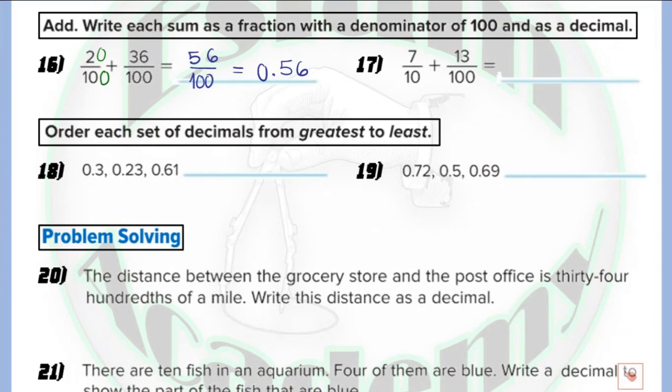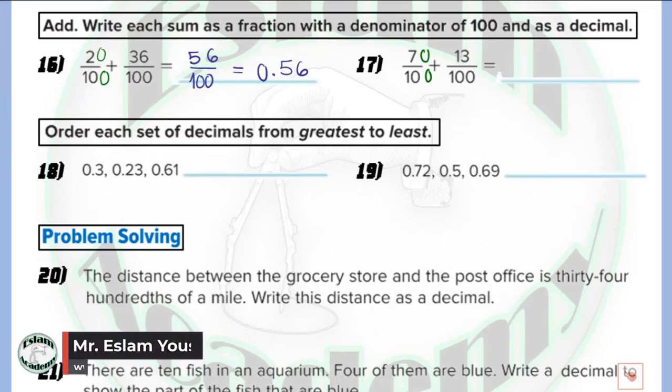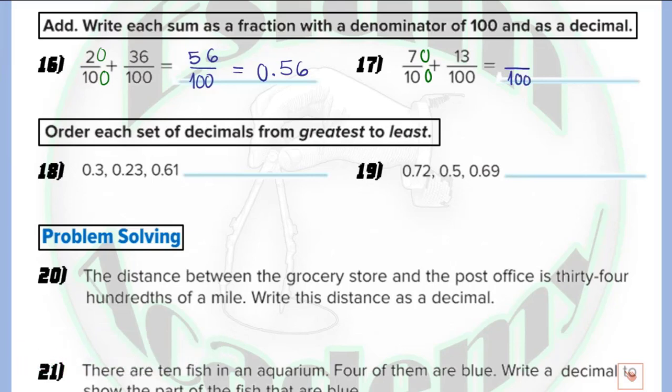7 over 10 plus 13 over 100. You will find that we have 2 different denominators. To add them, you need to make a common denominator. So we just need to add 0 up and 0 down, because we will multiply 7 by 10 and 10 by 10 to make the 2 denominators equal 100. Because now we have a common denominator, just write 100 down and add them.